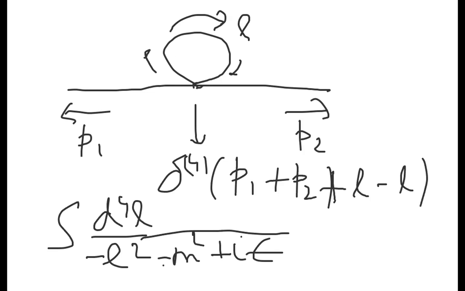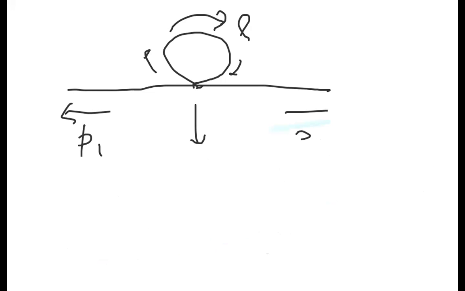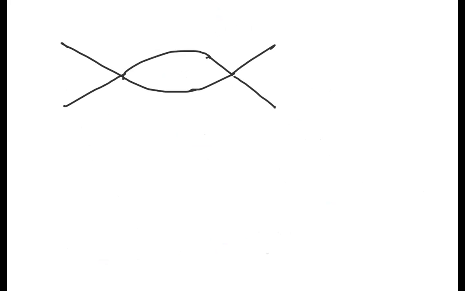Now, as I said, if you have diagrams with more than 4 lines, it's typically not divergent, but it can have subdivergences. So let me explain what that means. Let's say we draw a 6-point function. So this is a contribution to a 6-point function. Now this is divergent.